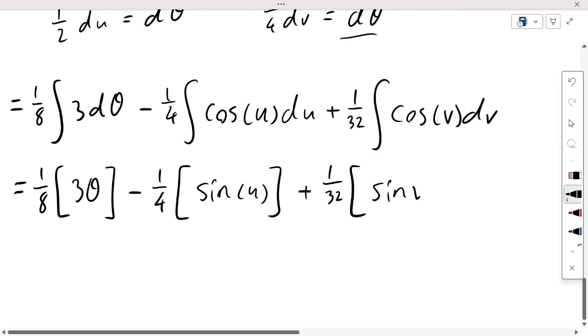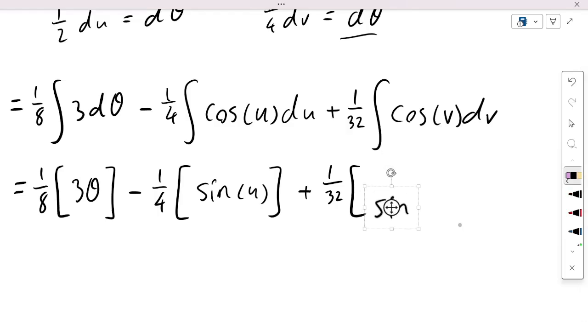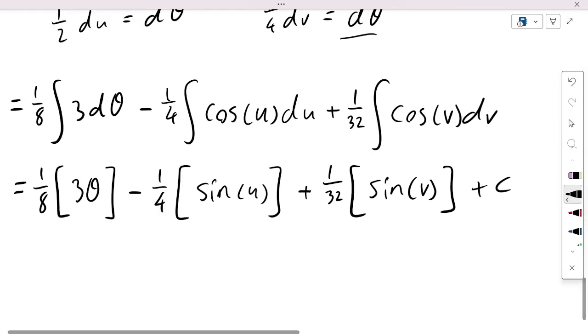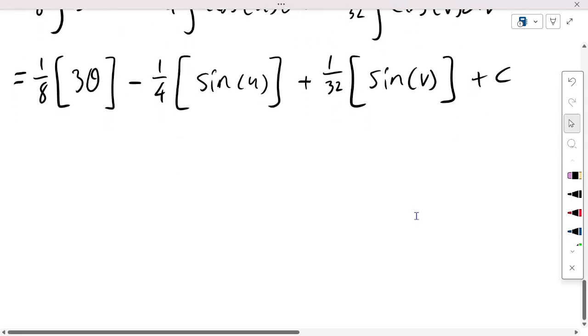This is sine of v. And over here, we have plus c at the end. Okay, there we go. Because we took the integral of cosine of v with respect to v.